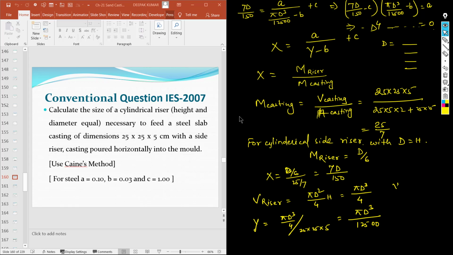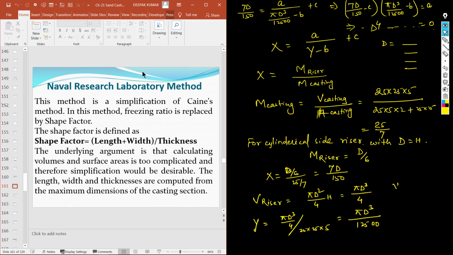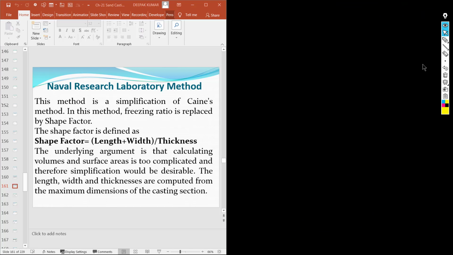Now we will move further and we will go for the Naval Research Laboratory method. So I'll delete everything. Okay, Naval Research Laboratory method. So actually Caine's method is becoming very troublesome. So what we are going to do, we are going to simplify it, and this was simplified in this one, the Naval Research Laboratory method.